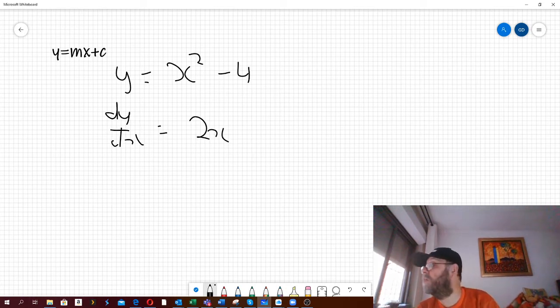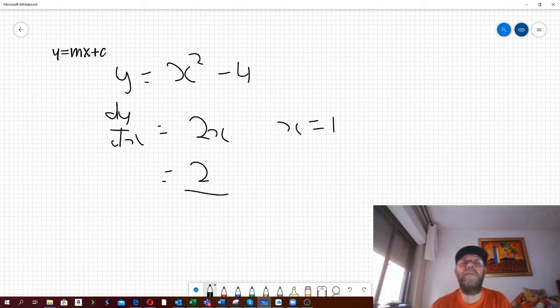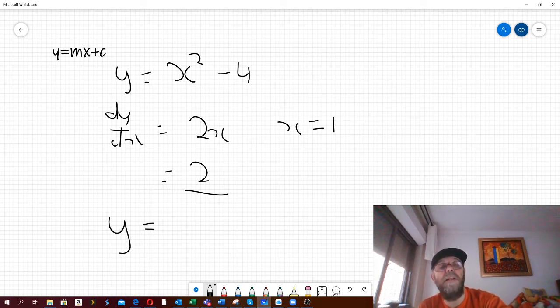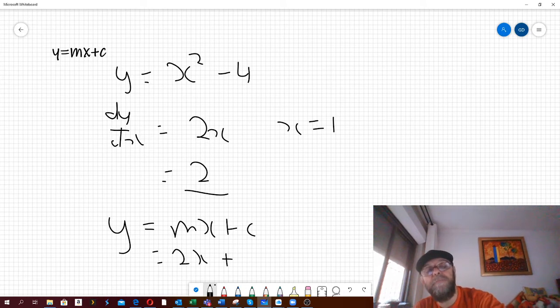Now we know that the x is 1, okay, so that means that if I substitute x equals 1 into this, I get a value of 2. Now remember, this is the gradient of the tangent, but we don't just want the gradient of the tangent, we want to know the actual equation of the tangent. So we're going to have to write, since a tangent is a straight line, y must be equal to mx plus c, which you can see at the top there, which means that we've got 2x plus c.